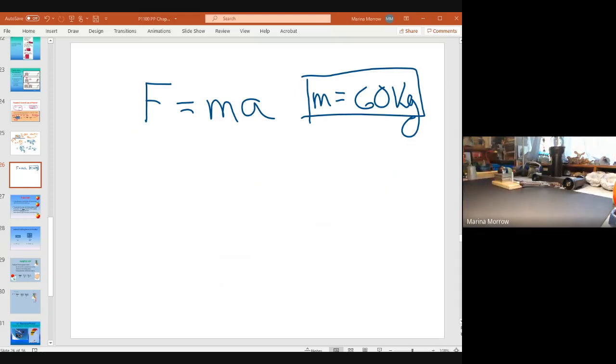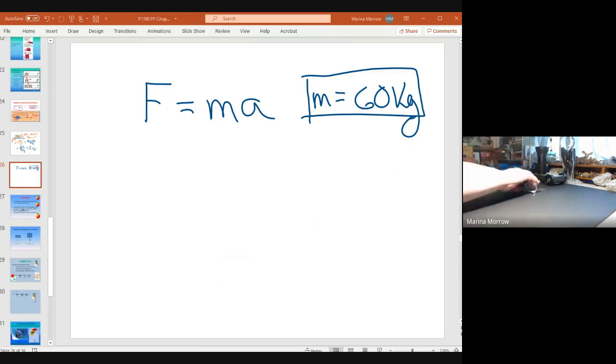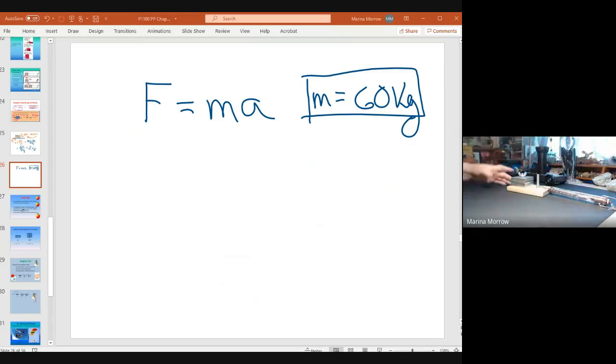I'll get rid of the crack. All right, and that should help a little bit. Okay, so anyway, as I pull, I get a fairly constant value here of 5 newtons of force to pull this along.